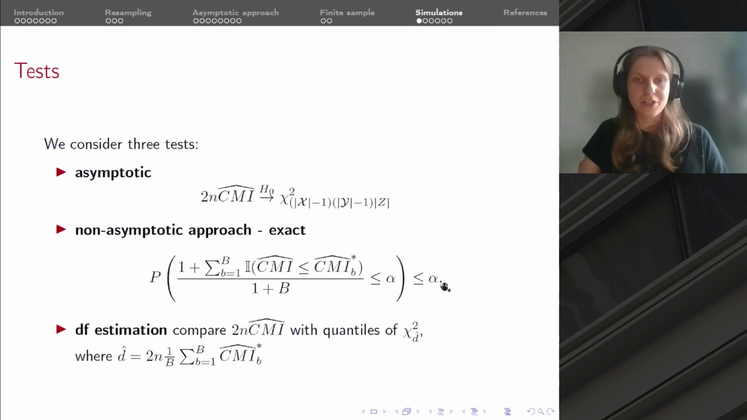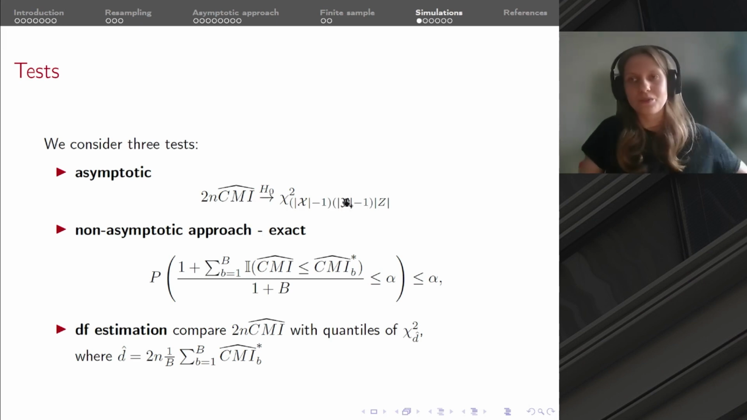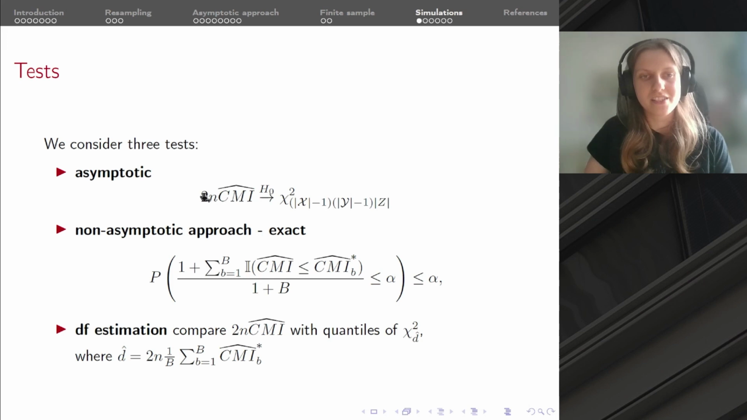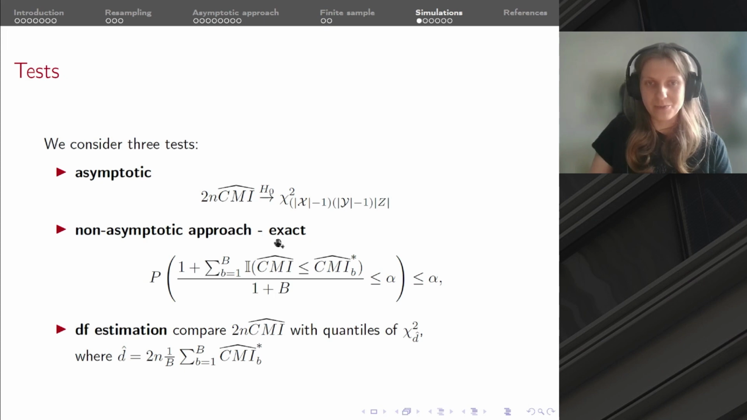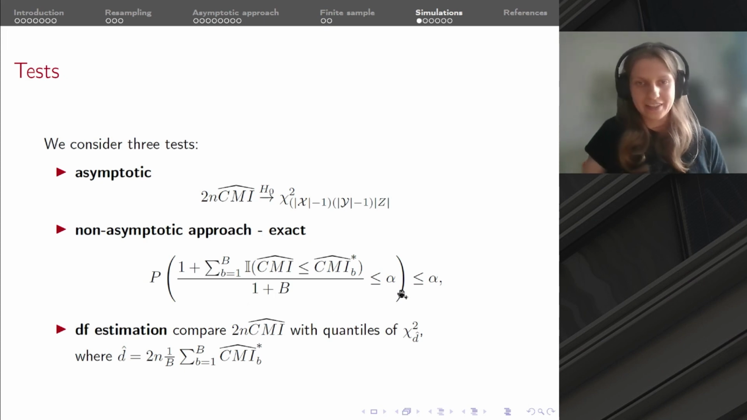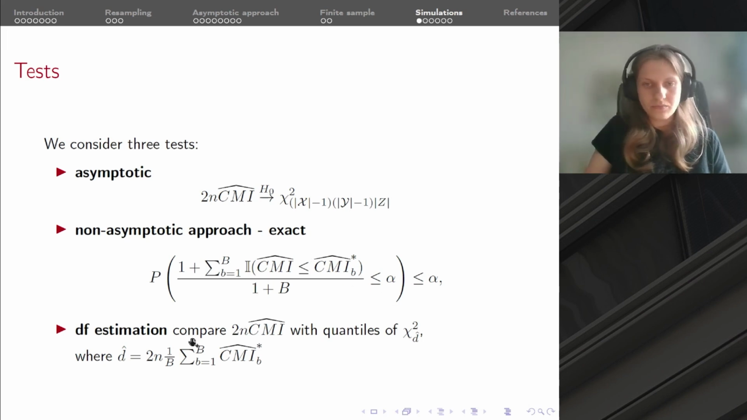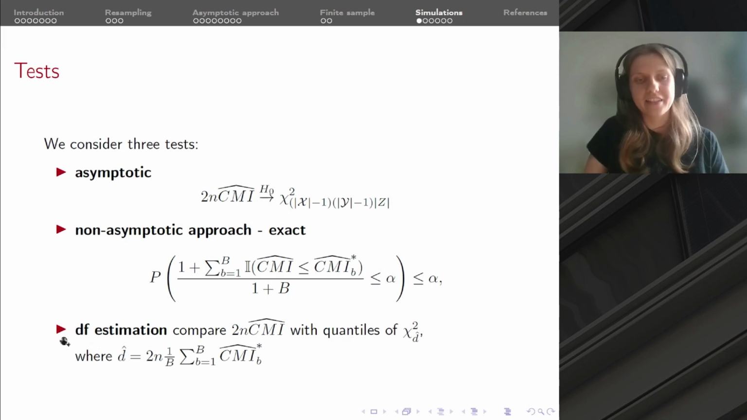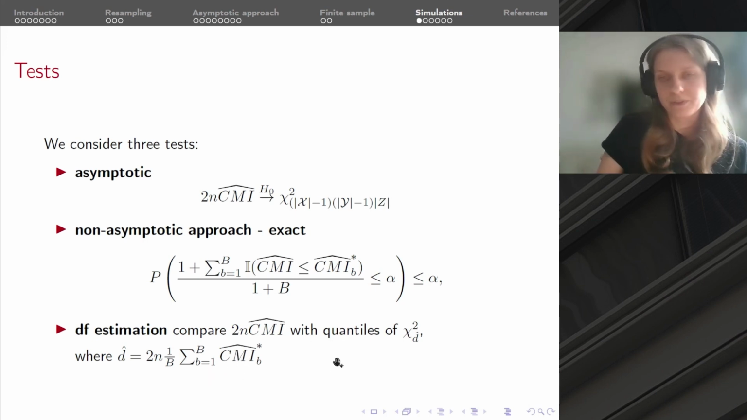Okay, and now simulations, very quick. How can we use these results? So first of all, I will show you how to test conditional independence. We have that asymptotic test, which is well known. We have that non-asymptotic approach. I will call it exact. So it is based on these p-values. And we can use another test, which I will call DF estimation, in which we use the asymptotic chi-square distribution, where we estimate the number of degrees of freedom based on the resampled samples.